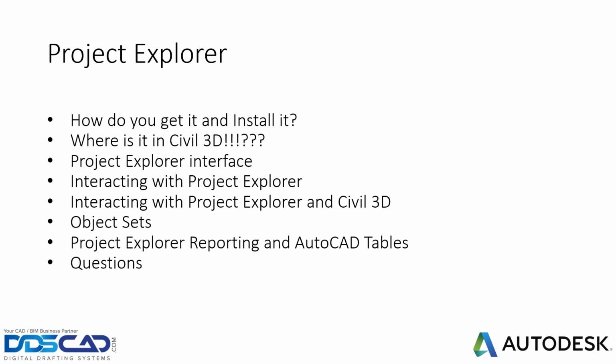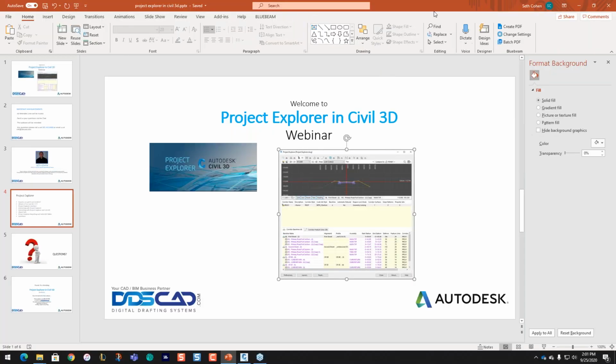How do you install it? Where is it in Civil 3D? I always get that kind of question asked. How do I find it? And then we'll talk about the interface, interacting with Project Explorer in Civil 3D, something called object sets. We'll talk about reporting, AutoCAD tables, and of course we'll answer any questions. So without further ado, I'm not going to spend any more time in PowerPoint, so let's just get rid of that.